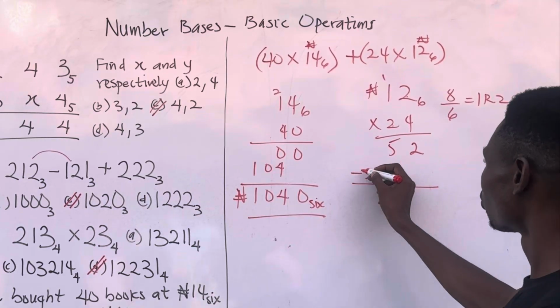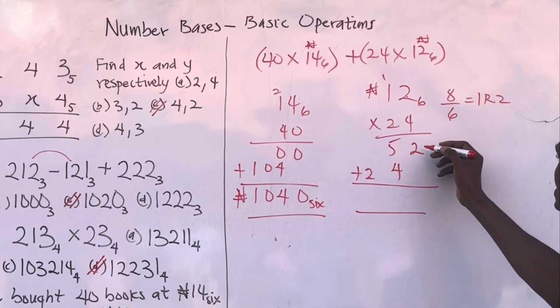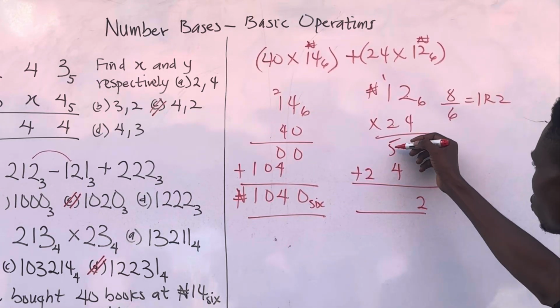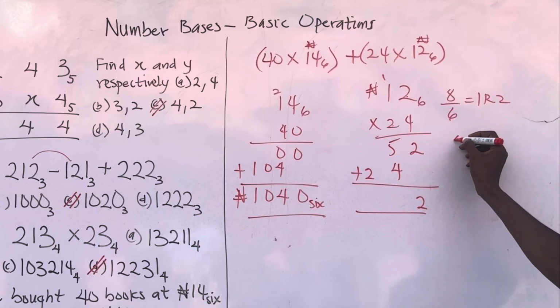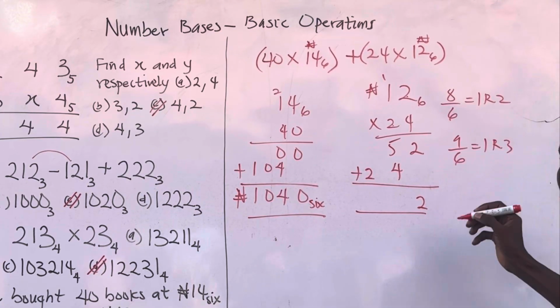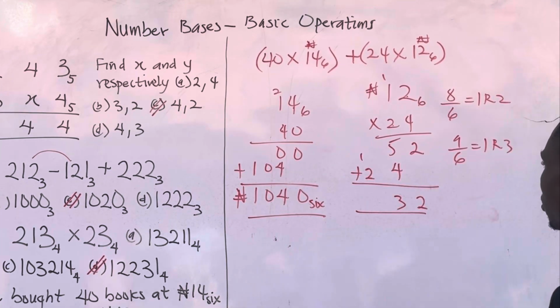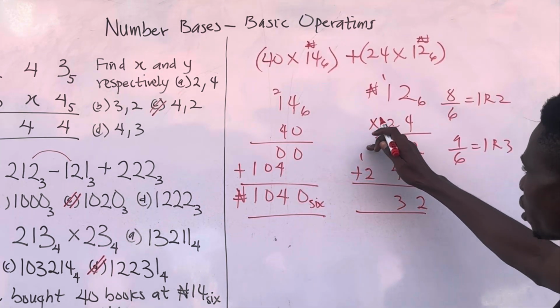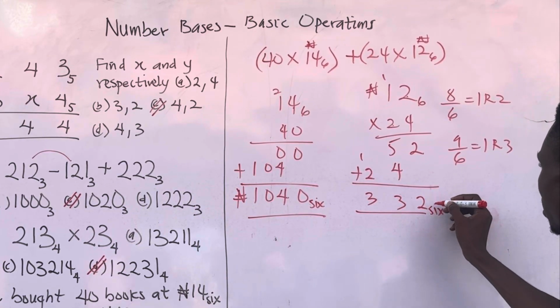So what do we do? We add. Remember we added here, so we want to add again. So this is 2. 5 plus 4 is 9. We cannot write 9 because 9 is not a base 6 number. We divide the 9 by 6. So we'll have 1 remainder 3. We write down the 3 and carry 1. And 1 plus 2 is 3. Remember it's in base 6.